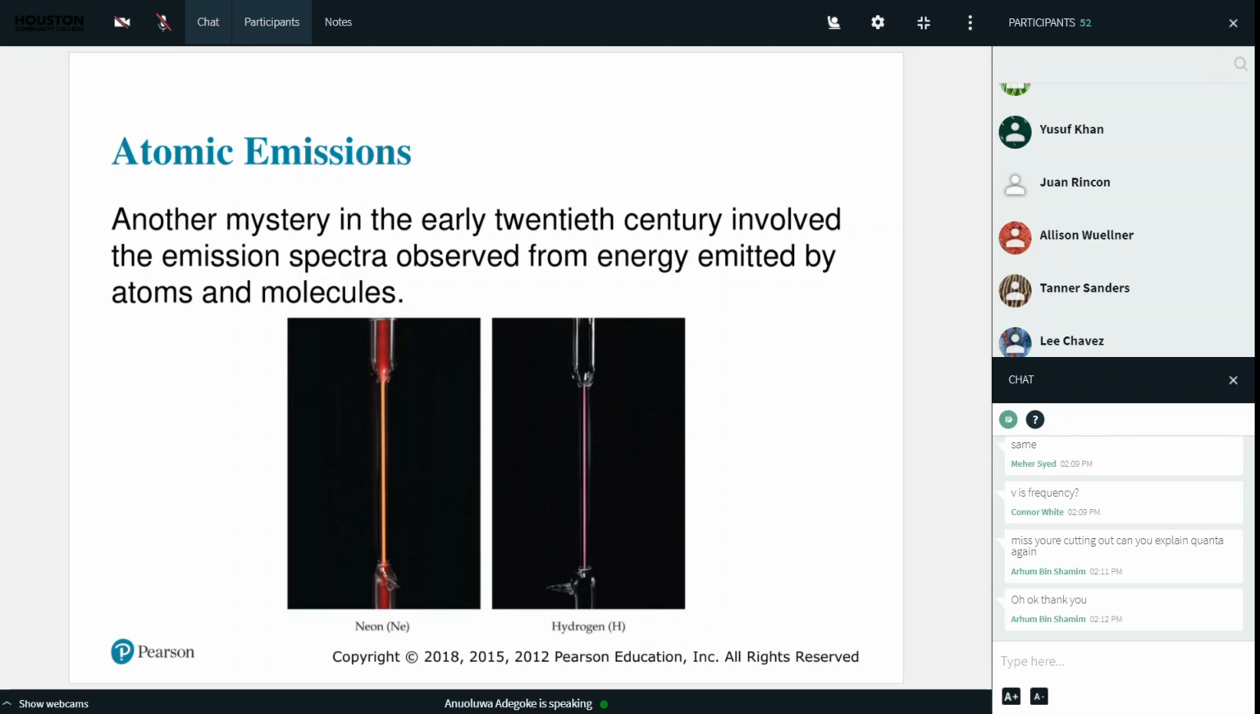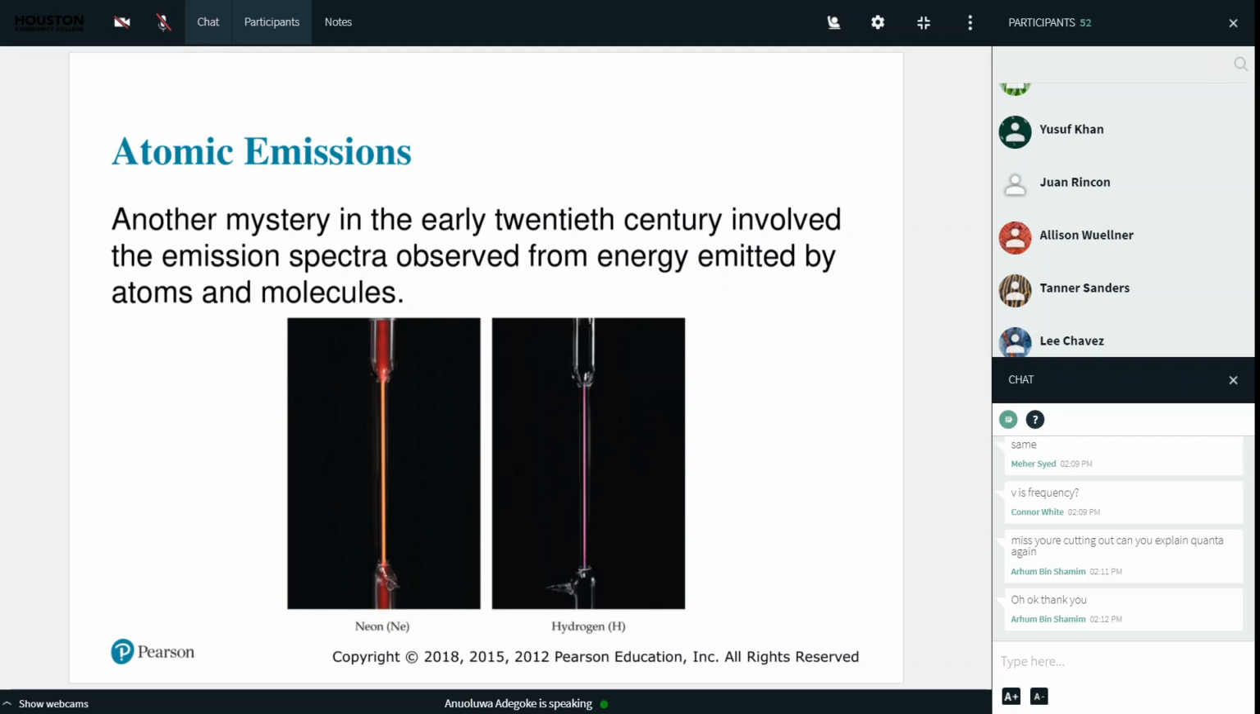Now let's go to atomic emissions. In this chapter we're looking at electronic behavior in atoms. The chapter is not big at all. The main objective is knowing how to write electronic configurations and how to draw orbital diagrams. Before we do that, we have to learn some theories proposed by some scientists.